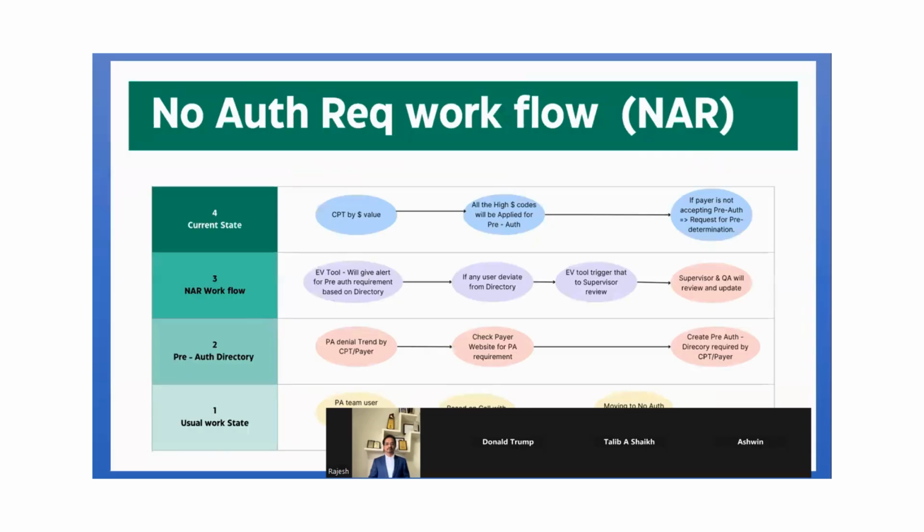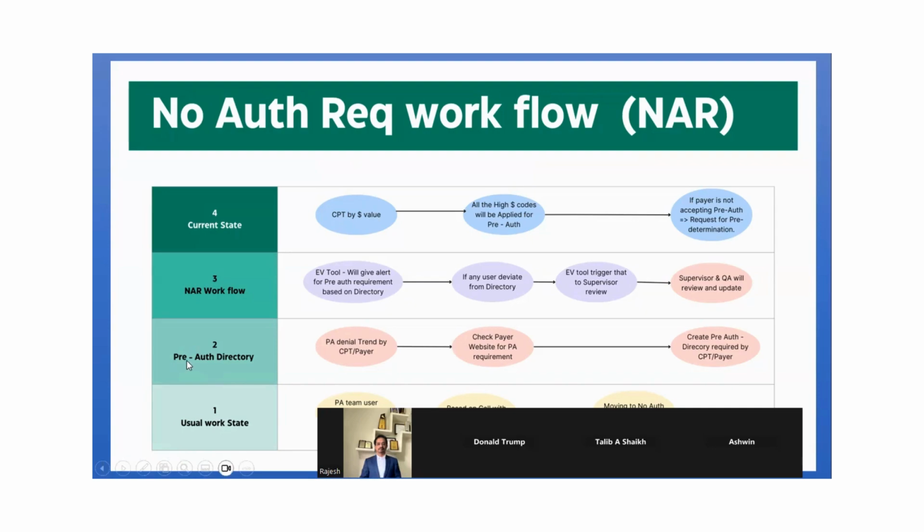I have two more scenarios here. We'll call this the NAR workflow, the no authorization workflow. The first thing we used to do here is our strategy. See, in the usual work order, the PA team user decides whether auth is required or not required, and they will call the payer and move it into no auth required status. This is what your PA team will usually do, right? They will call and say that no auth is required and then their job is done. So we cannot blame them. That's what they tend to do, right?